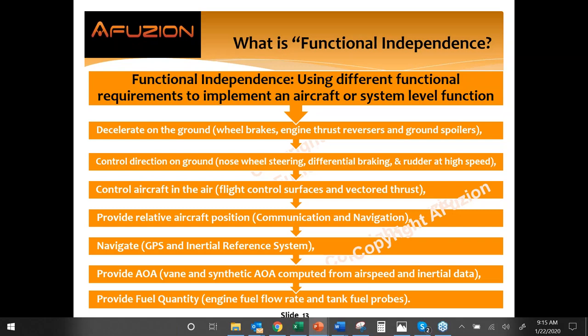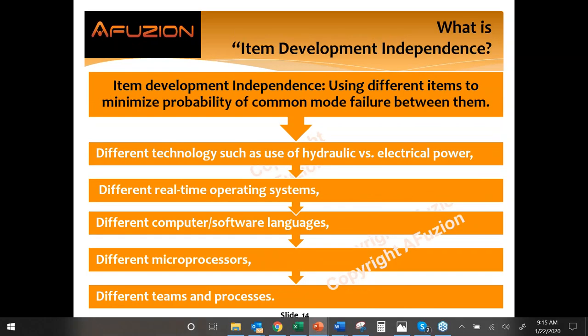These are independent, okay? However, item development independence is a different type of independence. Item development independence is using different items that will minimize the probability of a common mode failure. Think, I have primary flight control, backup flight control. I put them in one conduit, one tube, single point failure, that violates independence.